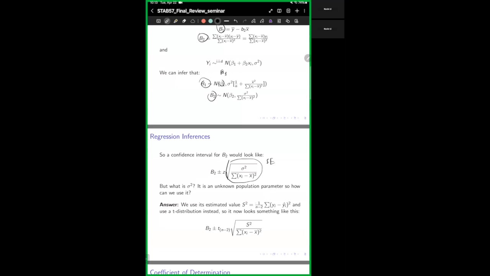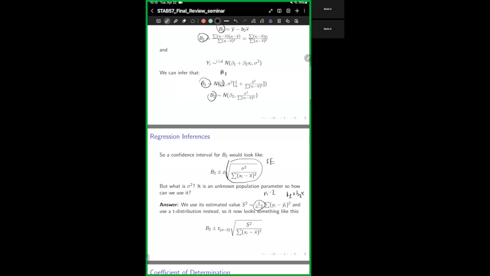Instead, we take 1 over n minus 2 degrees of freedom, since yi hat consists of b1 plus b2 x. So we have two fixed values. If we fix two of them, we have n minus 2 degrees of freedom. When we sum them all together, we have n, and then we have two fixed values. So n minus 2 degrees of freedom for s squared.